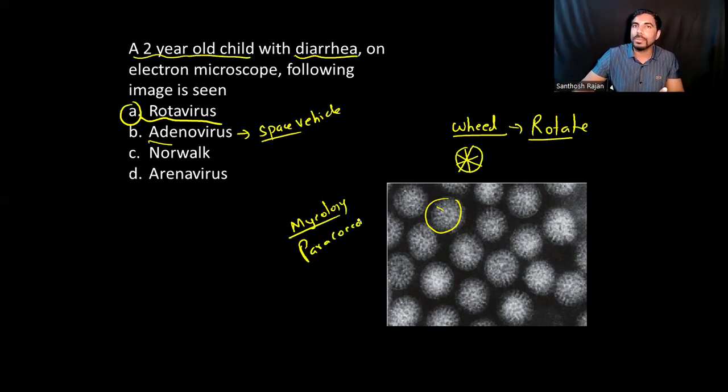Paracoccidioidomycosis also has a wheel appearance, that is pilot wheel, ship's wheel, etc., which is the Mickey Mouse sign, if you remember. It's like this. Okay, that is for the mycology in Paracoccidioidomycosis, a dimorphic fungus.